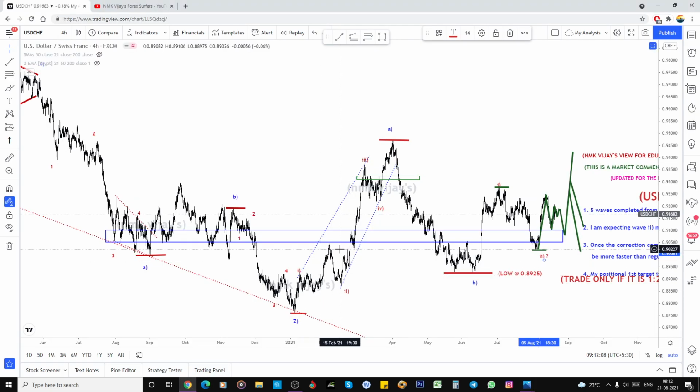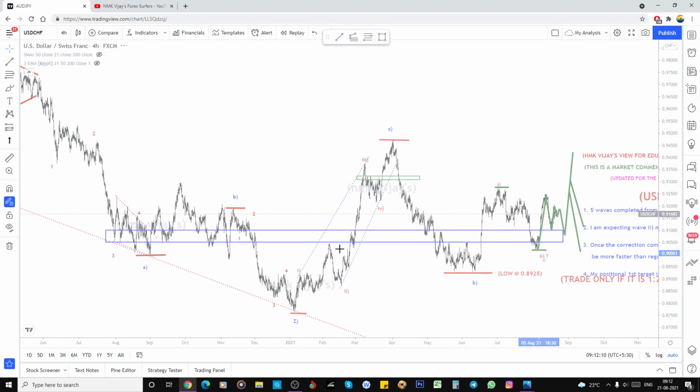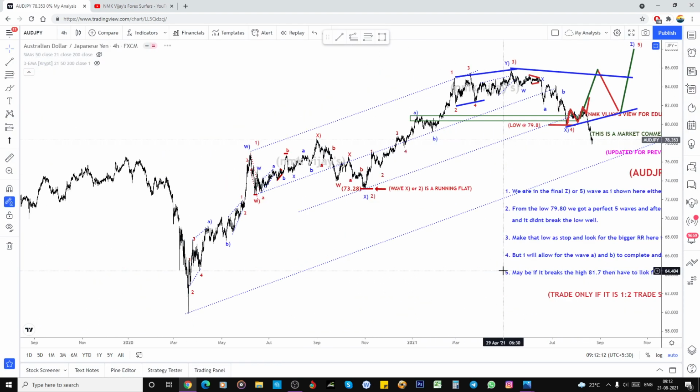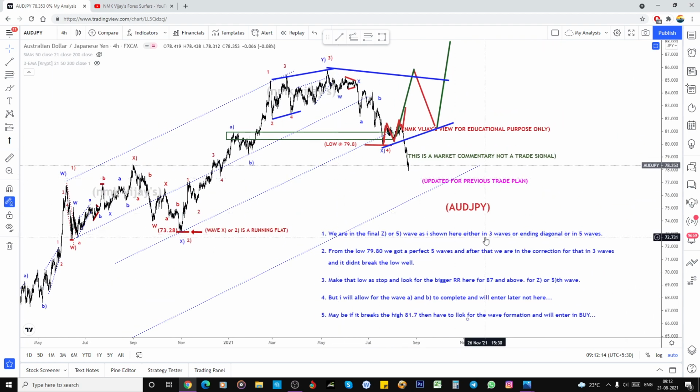So let's move on to AUD JPY. See, here also I just explained, right? But I will allow waves A and B to complete and I will enter later, not here. Why have I written this?